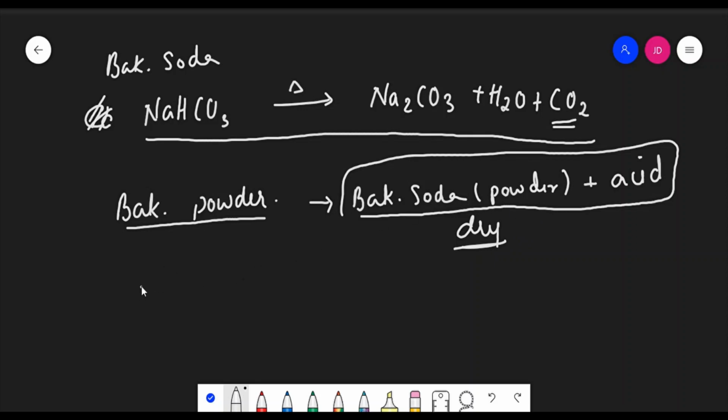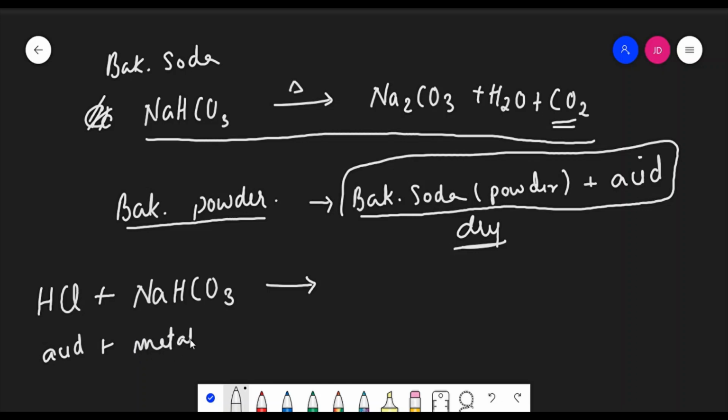So let me take NaHCO3. Just to make it simple, let me put HCl. We will not put HCl generally, we'll put some other acid which we can eat, but just to understand, let us say we're talking about HCl. We already know acid plus metal carbonate, metal hydrogen carbonate.